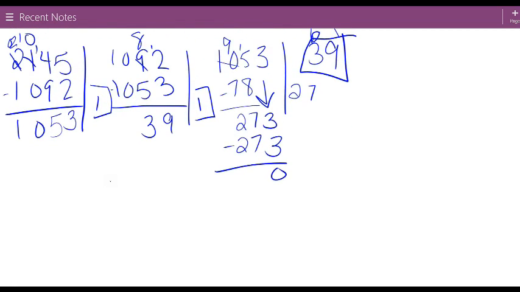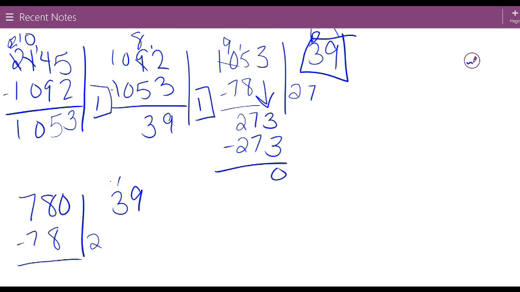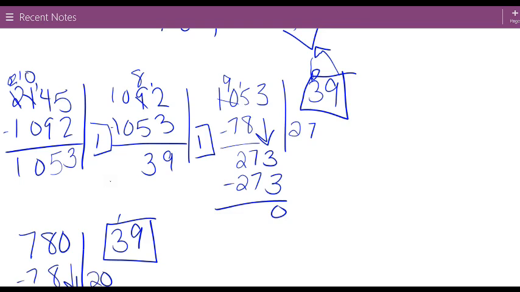So now we're going to come down. I'm going to stop right there. Okay, so we have 780 and 39 to work with. Okay, so 7, we can do 8. So let's go with 2 and we get a 0, bring down the 0, 0. Okay, so 39 is the greatest common measure between all three of those numbers.